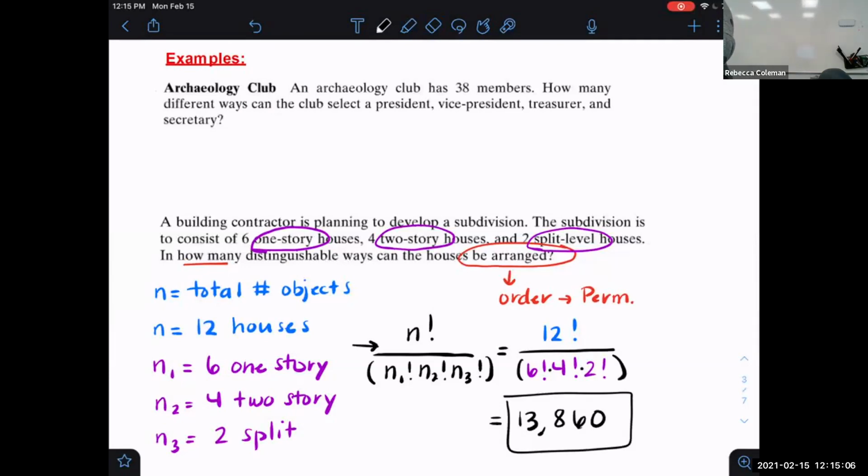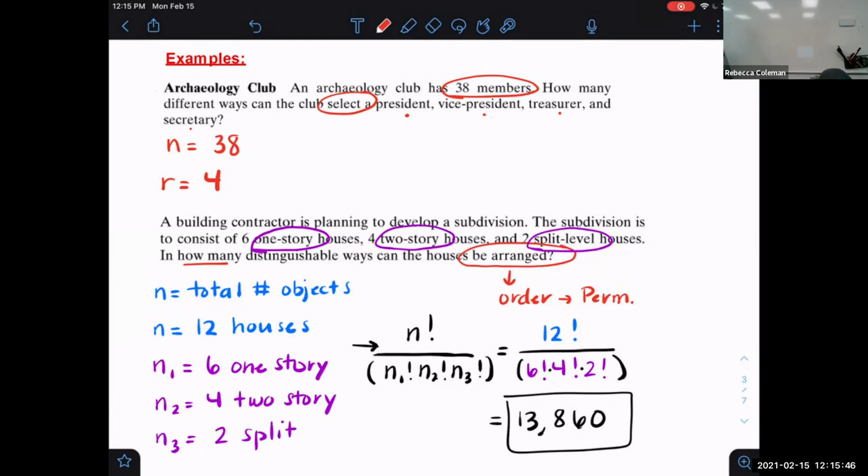This example looks similar. If I read through it, I would say, okay, we have a club with 38 members. So that's my total. And the question here says, how many different ways can we select, right? So that's pretty much forming a group: a president, a vice president, a treasurer, and a secretary. Right, that's 4 different positions that need to be filled. So at first glance, I might look at this and say, okay, I'm just selecting 4 different positions.